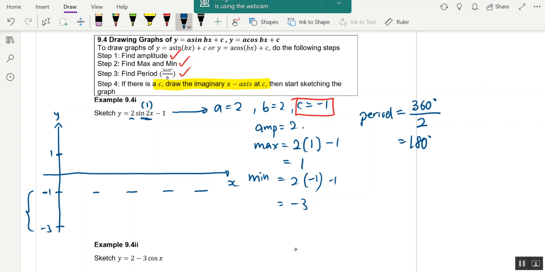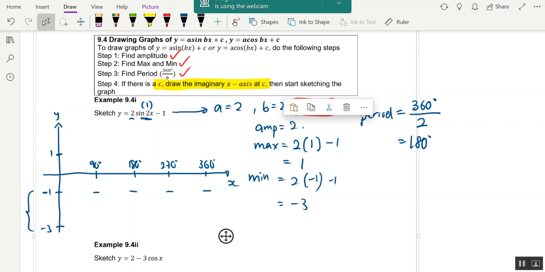Usually these 4 dotted lines will follow proportionately as well, which means this is 180 degrees, this is 90 degrees, this is 270 degrees, this is 360 degrees. Now I draw my sine graph. The period is 180 degrees, meaning by 180 I must finish. Remember that the curve does not cut the axis at 90 and 270 anymore. It starts at the dotted line.